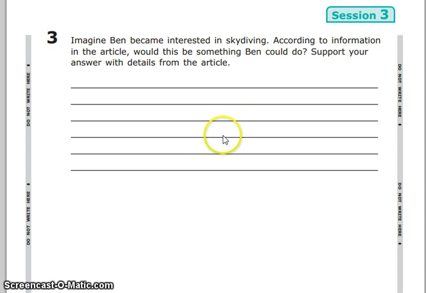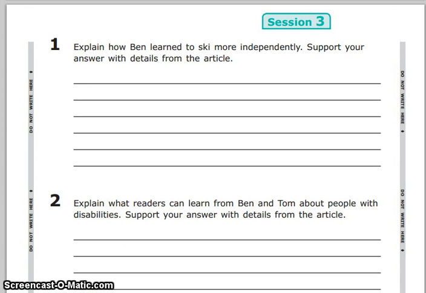I also want to talk to you about the way that these are scored. Each of these questions are worth 2 points, okay? So what you would have to do is make sure that you restate the question, answer the question, use details from the text to support your answer, and then write a concluding sentence. That's what we're going to be spending a lot of time doing over the next several weeks, okay?